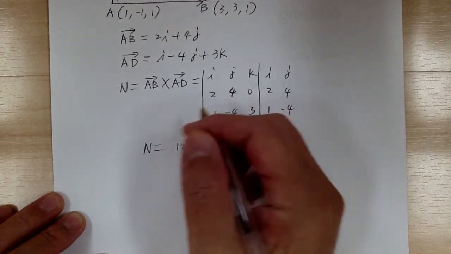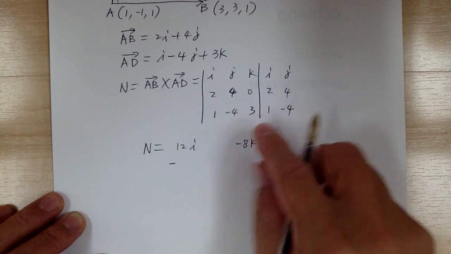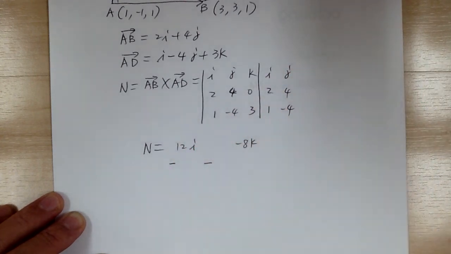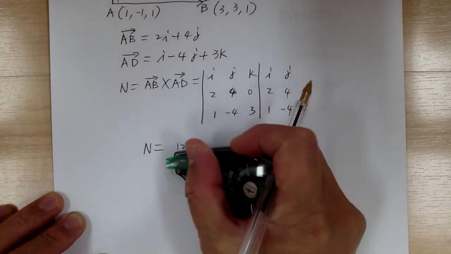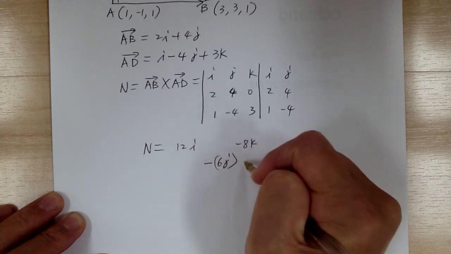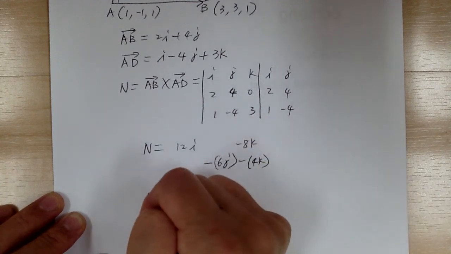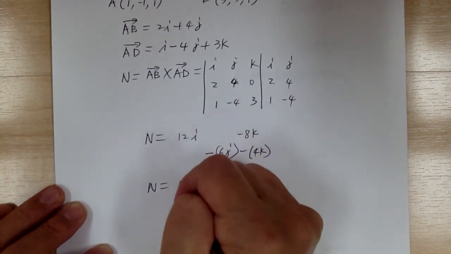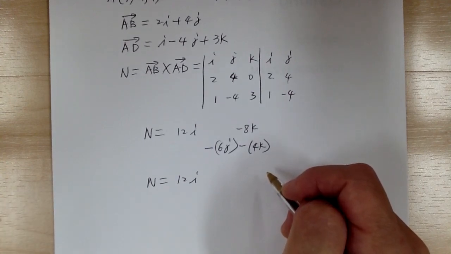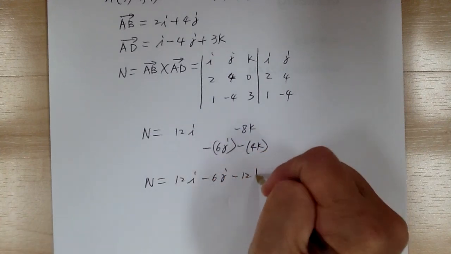Okay, now we do the opposite direction to get the negatives or minus. This one again is 0, so you don't write anything. And the j would be minus, so there's no minus i. So for the j would be minus 6j. And the k would be the 4k minus. So n equals 12i minus 6j minus 12k.